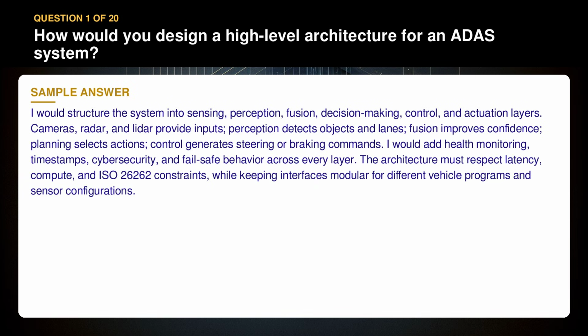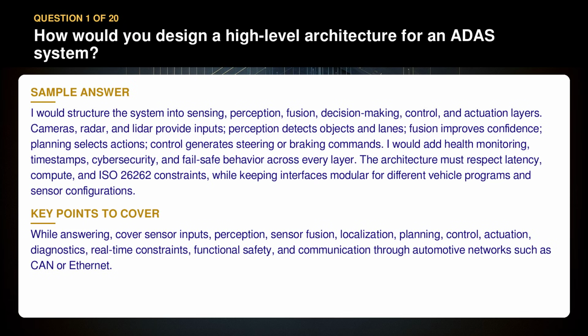The architecture must respect latency, compute, and ISO 26262 constraints, while keeping interfaces modular for different vehicle programs and sensor configurations. While answering, cover sensor inputs, perception, sensor fusion, localization, planning, control, actuation, diagnostics, real-time constraints, functional safety, and communication through automotive networks such as CAN or Ethernet.